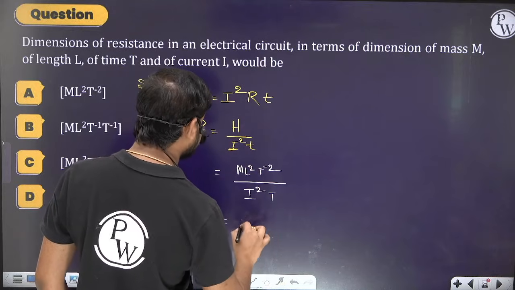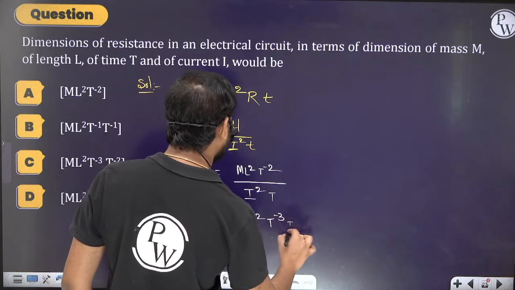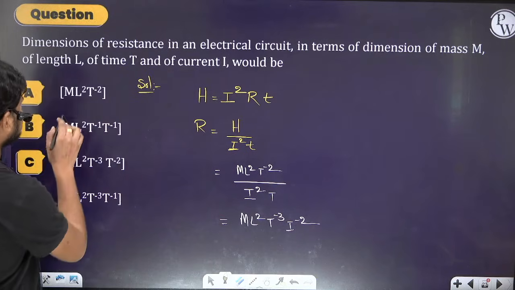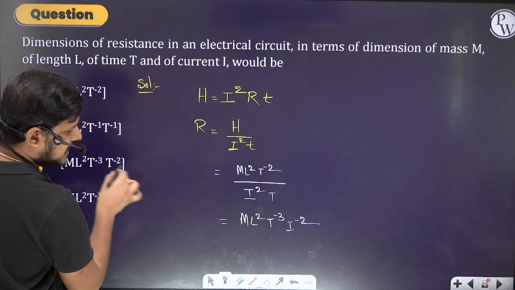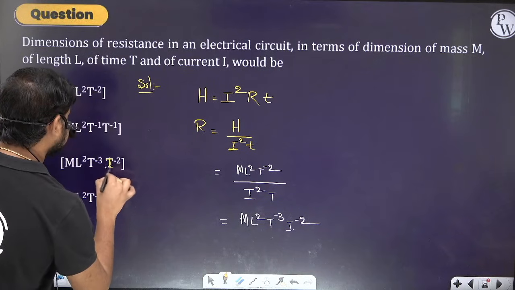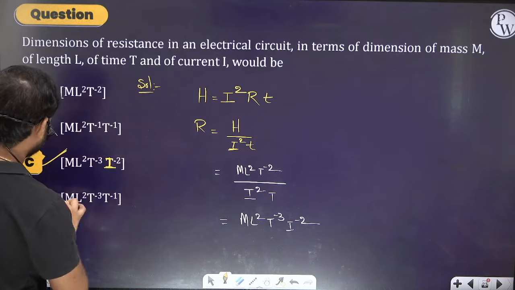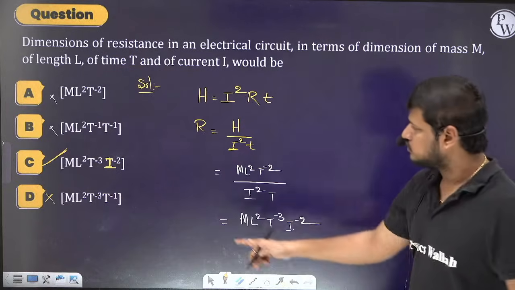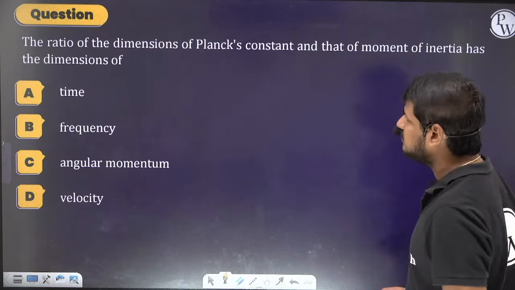Then send these two upside: M L square, T to the power minus 3 and I to the power minus 2. So M L square T to the power minus 3, I to the power minus 2. Here they took it as I, take this as I, guys. It's I to the power minus 2. Just a printing mistake, it is shown as I to the power minus 1 here, but it's I to the power minus 2. Just correct that one. Done? Next, let's move further.